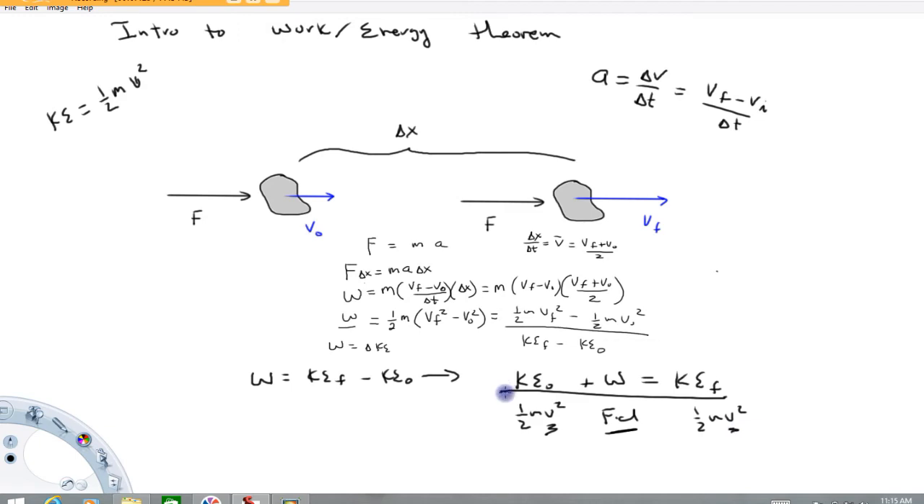But the work energy theorem as it sits, that's it right there. Theorem of work and energy says the initial kinetic energy of the system plus work done on it equals your new kinetic energy.